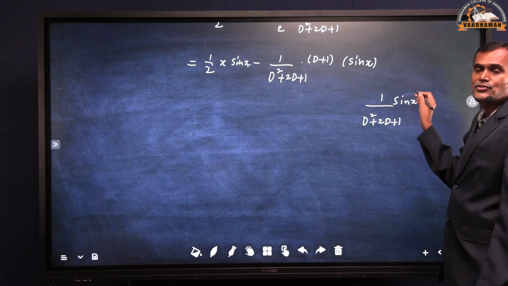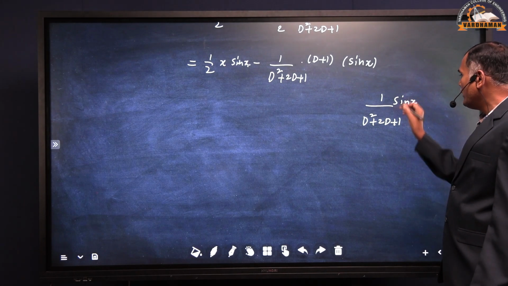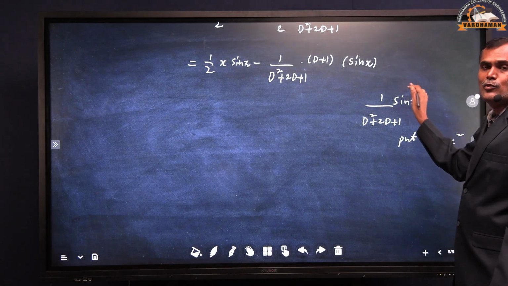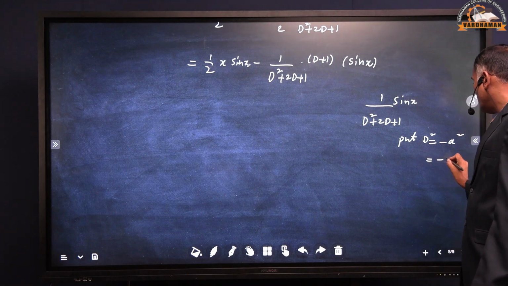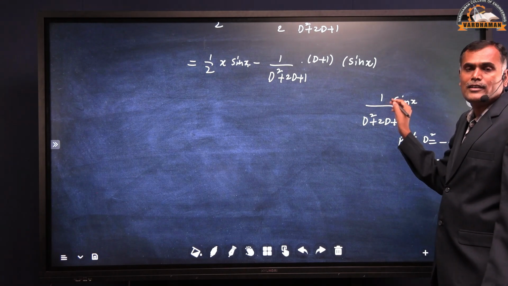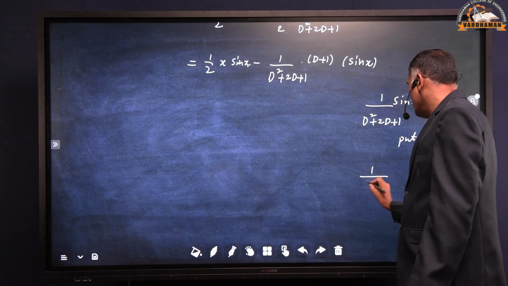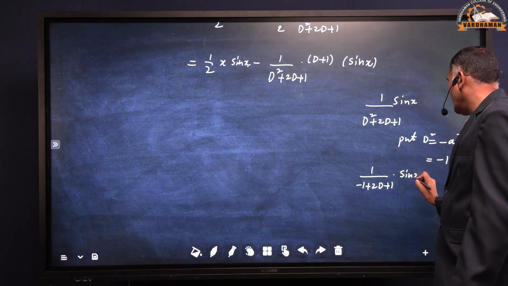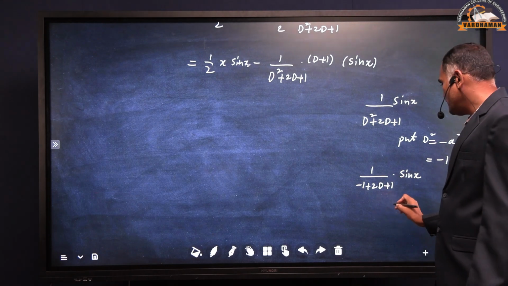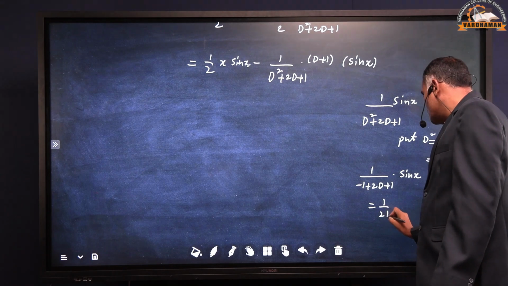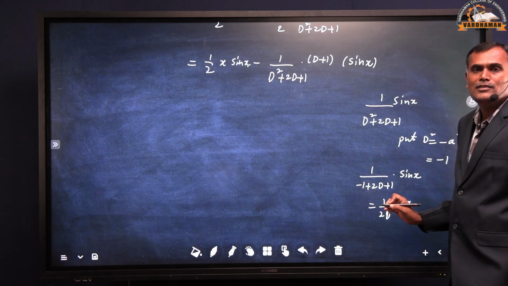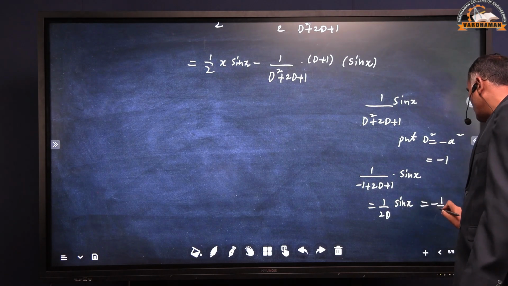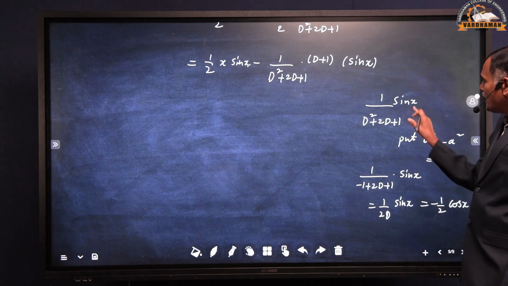Now here Q is sin ax, a is nothing but 1. The method says that put D square equals minus a square. Here a equals 1 for sin ax, so minus 1. Wherever D square is there, write down minus 1. So you will get 1 by minus 1 plus 2D plus 1 into sin x. Minus 1 plus 1 can be cancelled. You will get 1 by 2D sin x. 1 by D means integration. Integration of sin x is minus cos x. So you will get minus 1 by 2 cos x. Now this is the PI of this part.